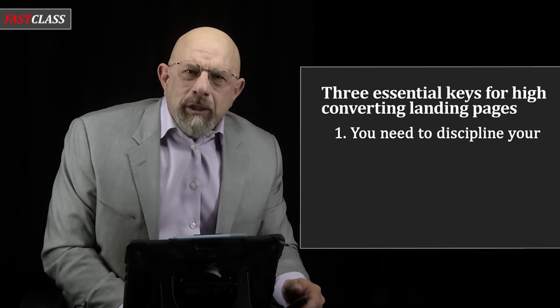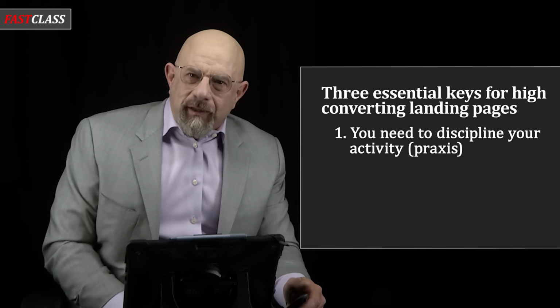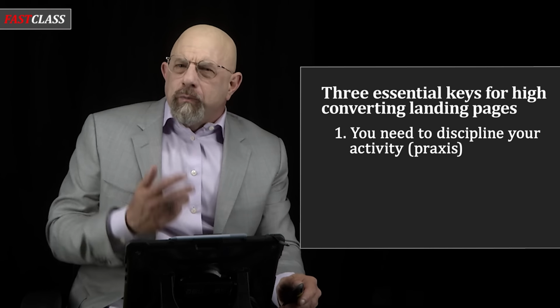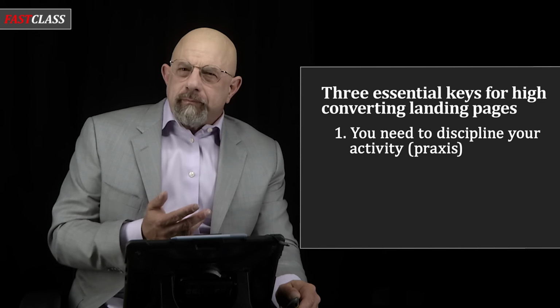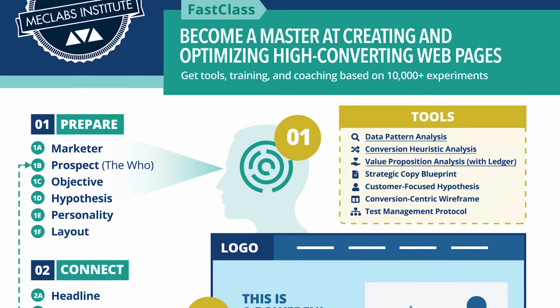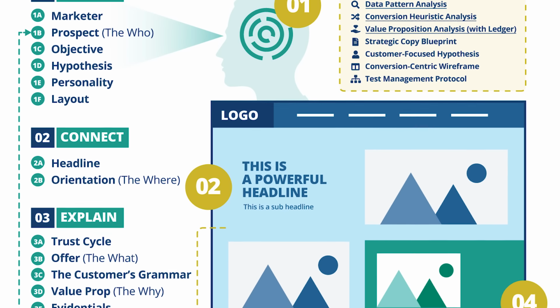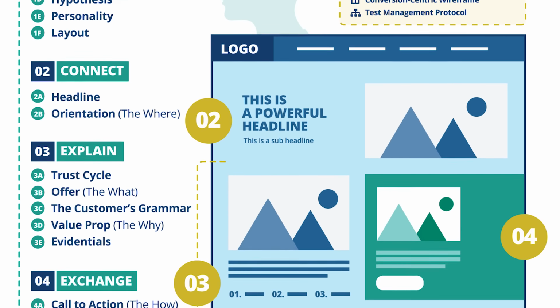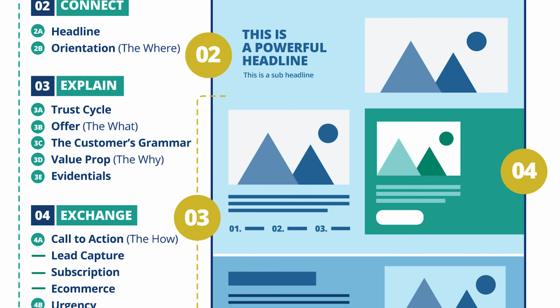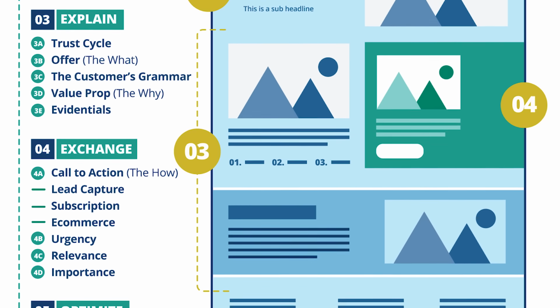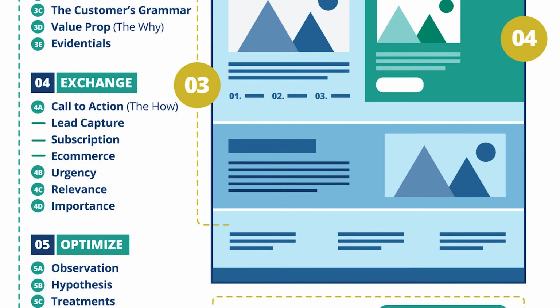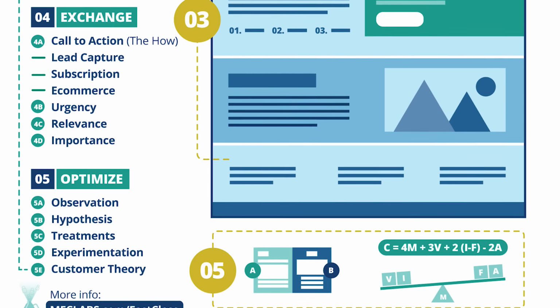Now, here's the first key. Number 1, you need to discipline your activity. In the trade, we call it praxis. And to do that, what you really need is a cognitive roadmap. This is a master infographic for all that we're going to teach. But it's more than that. It is a way to think. It is a linear and yet systematic approach to overcoming the obstacles, to seeing through the eyes of your prospective customer. In the coming weeks, we're going to teach through every phase of this graphic. My goal is to help you completely re-envision yourself and your work.